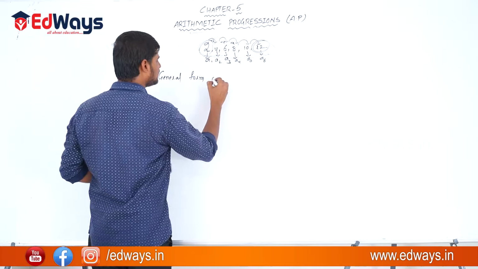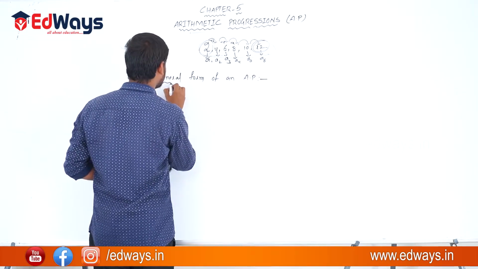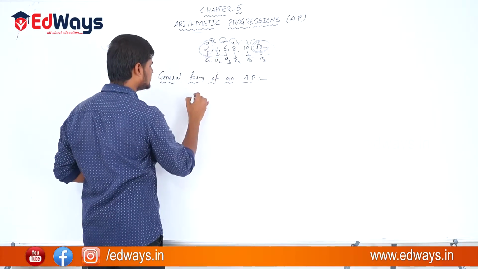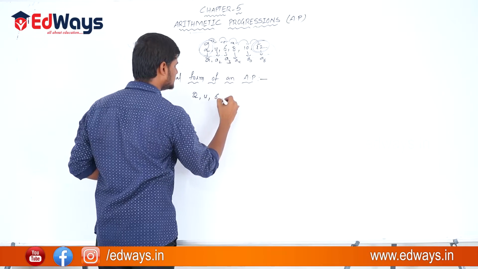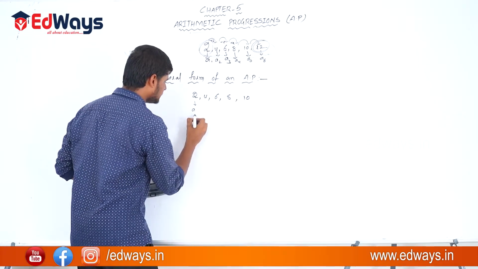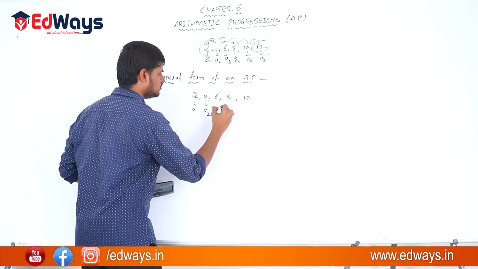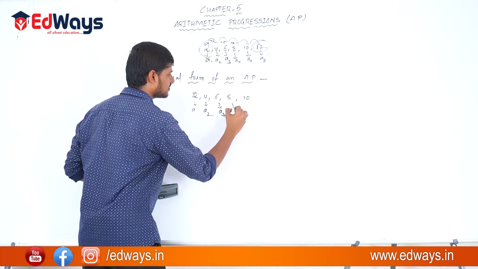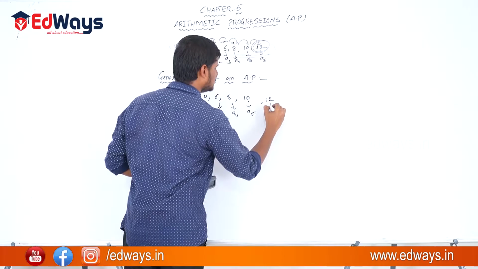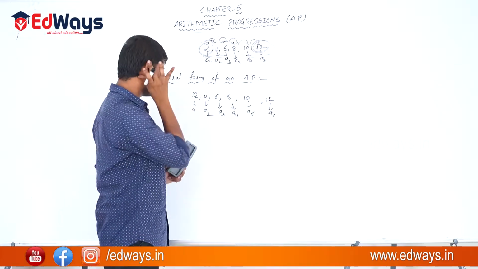Now what is the general form of an AP? How do you write the general form of an AP? So consider the same example, 2, 4, 6, 8, 10. So this is the first term A1 or A, both are same, A2, A3, A4, A5 and then 12, that is A6, right? These are the set of numbers we took and it's an arithmetic progression.